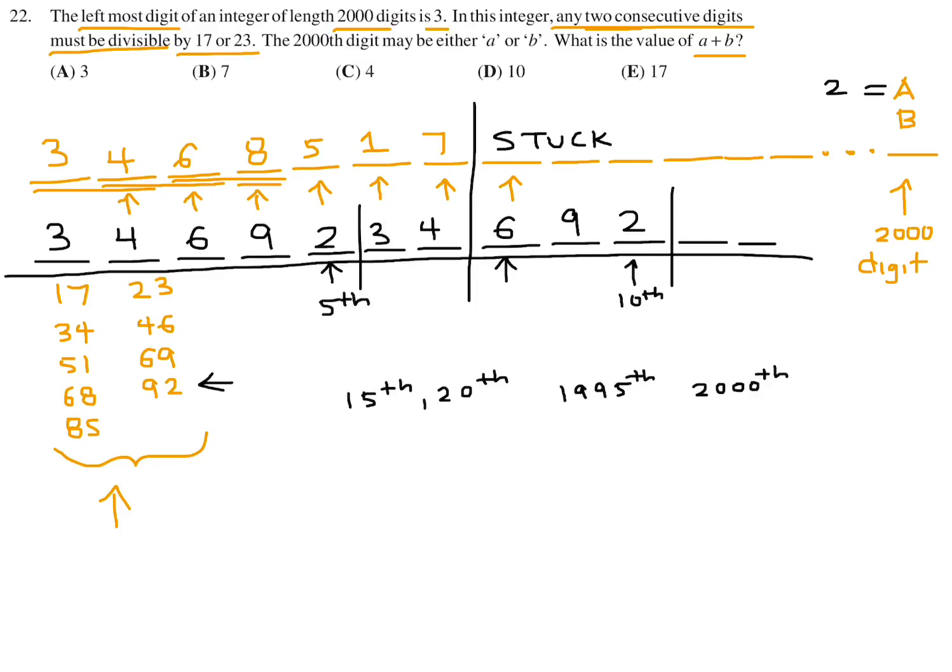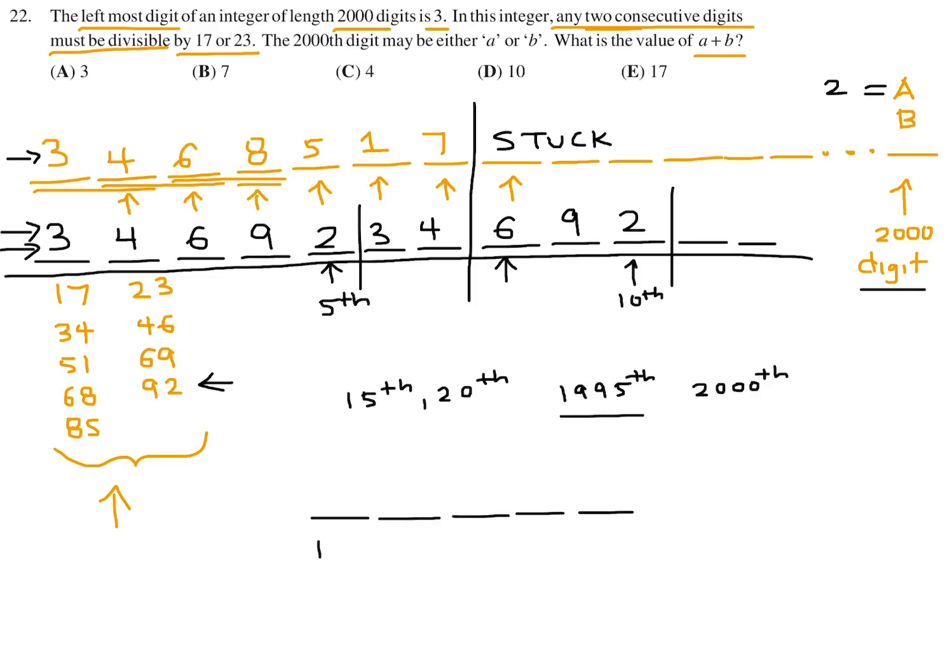But they're telling us that there's 2 possibilities. There's A and B. So what is B? We got stuck up here, and this one led to a 2 as our 2000th digit. So how are we supposed to figure out B? Well, what we can do is go to the 1995th digit using this pattern and then switch to the top pattern. So watch what happens.